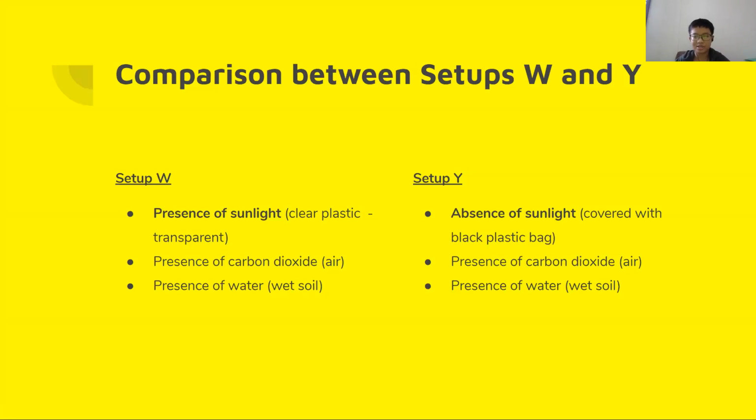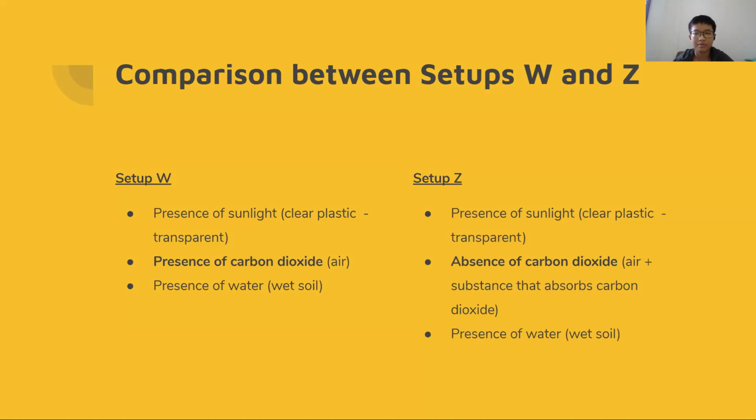Setup Y has the presence of carbon dioxide and the presence of water. Thus, we can say that the main difference between setups W and Y is the presence of sunlight, where setup W has a presence of sunlight, whereas setup Y has an absence of sunlight, meaning there is no sunlight in this setup.